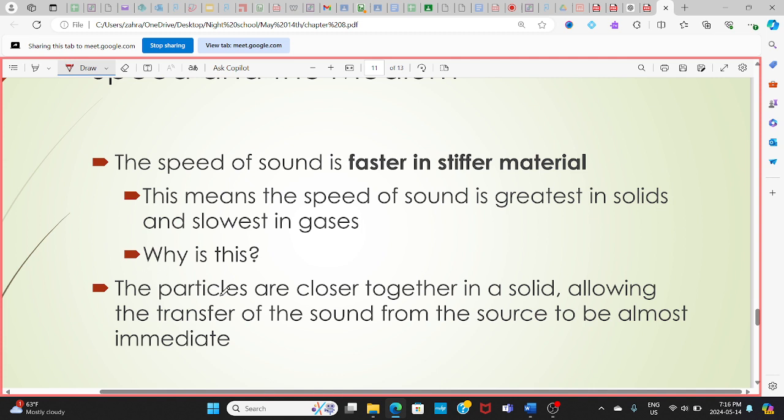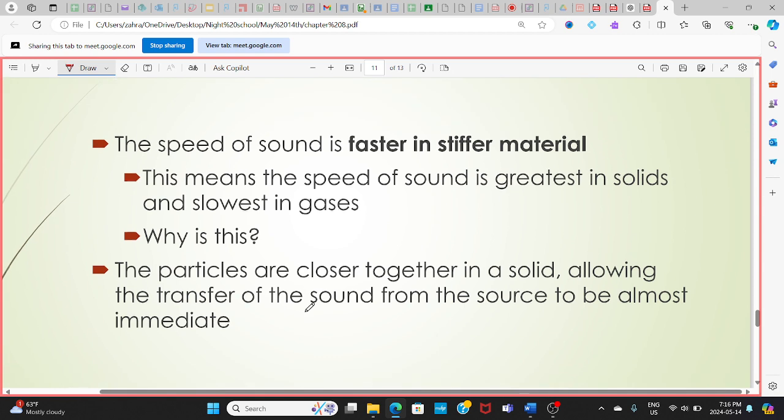So, is that the reason? Again, I'm going to repeat that. The reason is the particles are closer together in a solid, allowing transfer of the sound from the source to be almost immediate, fast, and more efficient. They transfer those energies. Any question?